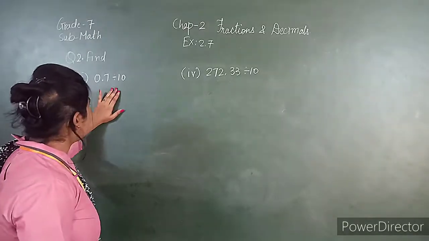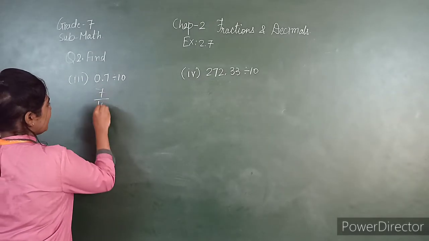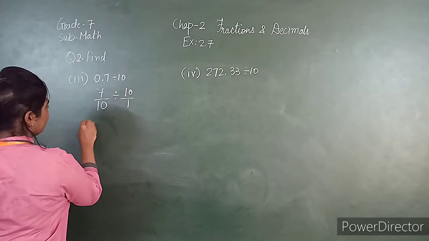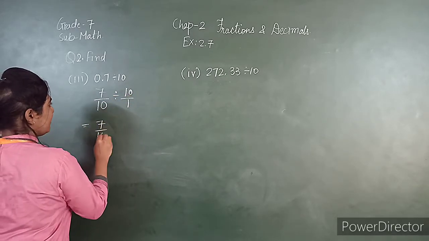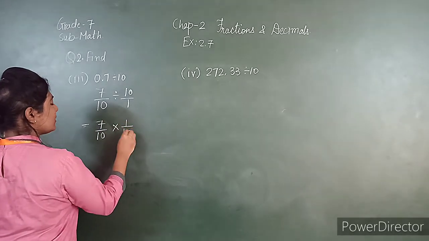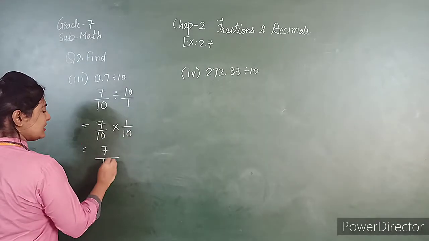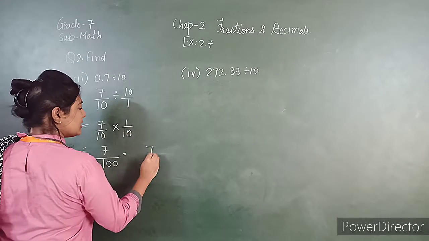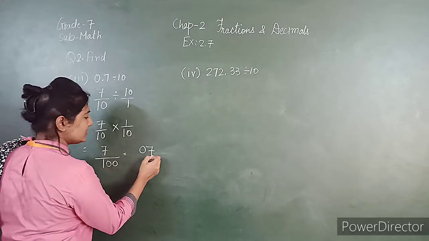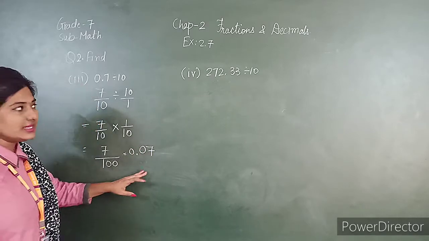Now third number, 0.7 divided by 10. So here if we remove this point, then we have to write 10 in the denominator. So here 10 upon 1. So 7 upon 10. If we change this sign, then we have to write the reciprocal. So it is 1 upon 10. So 7 and 10 times that is 100. So now 2 zeros are there. So we have to put the point before two numbers. So here 7 and 0, and put the point over here. So our answer is 0.07.